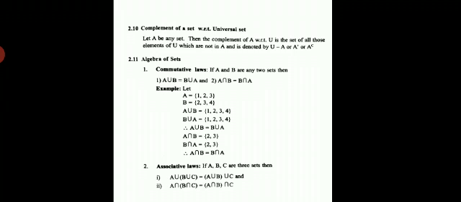Now, second law, that is associative laws. If A, B, C are 3 sets, then these two properties hold good for associative law. They are A union B union C will be equals to A union B union C. Also, A intersection B intersection C will be equals to A intersection B intersection C.